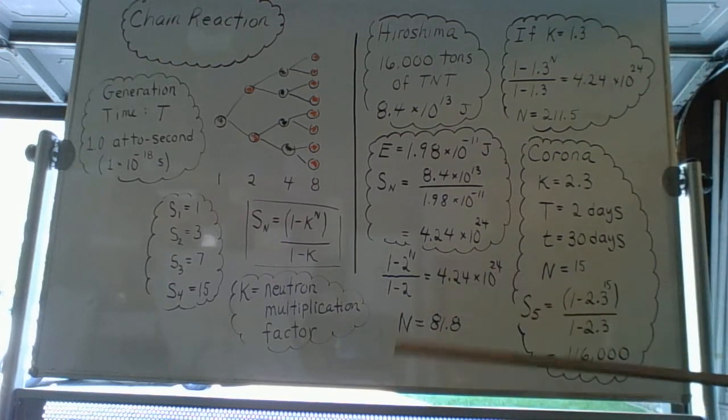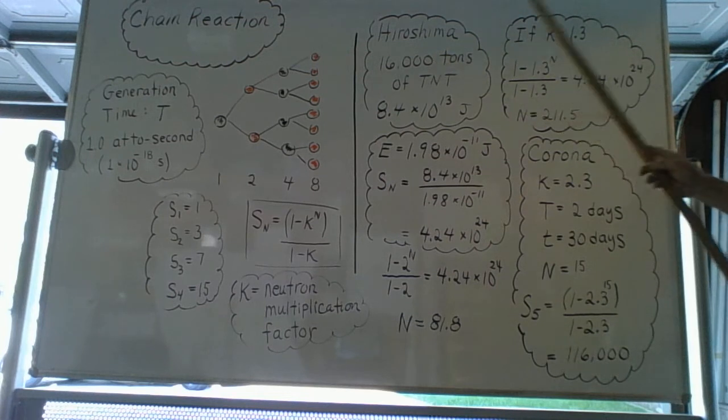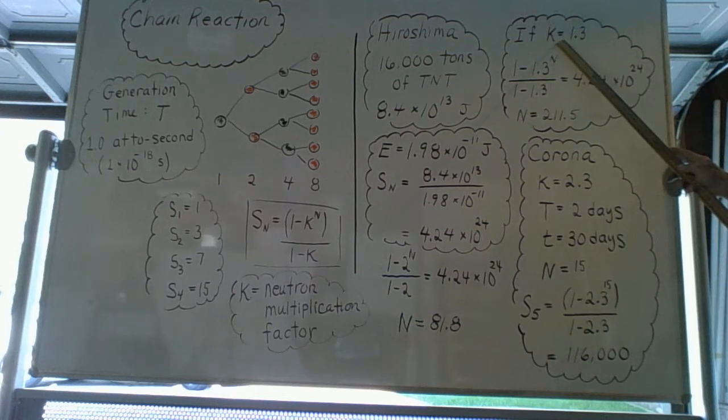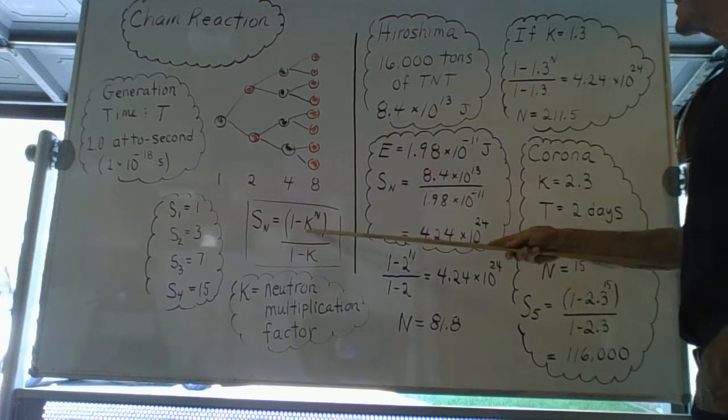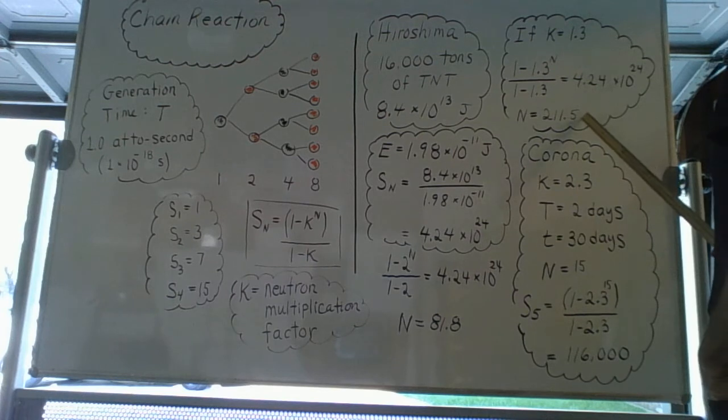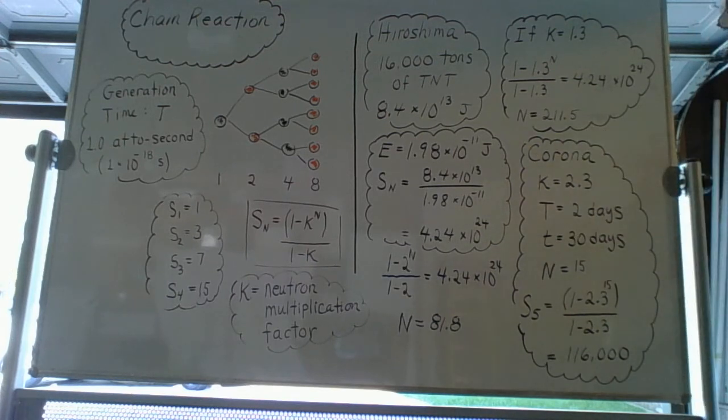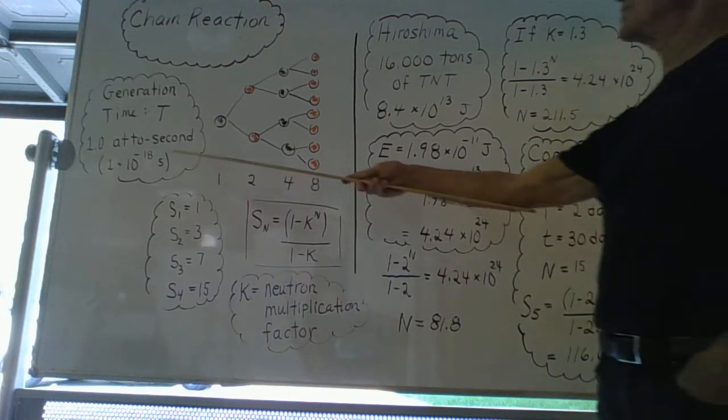It'd take longer for this amount of energy to be generated if the neutron multiplication factor were 1.3. Substituting 1.3 into this equation for K, we get n more than 211 generations will need to have occurred. 211 attoseconds it would take.